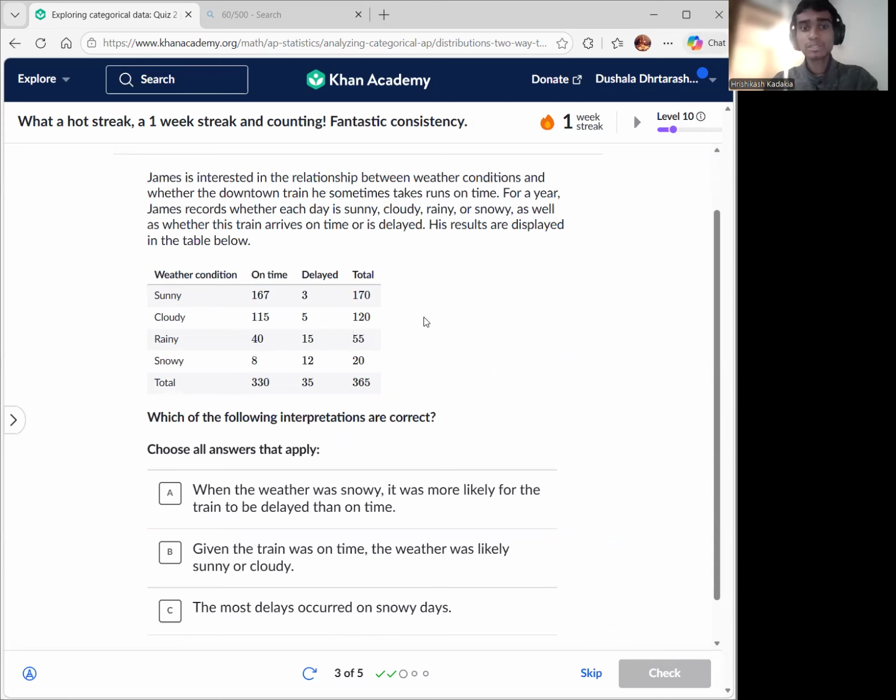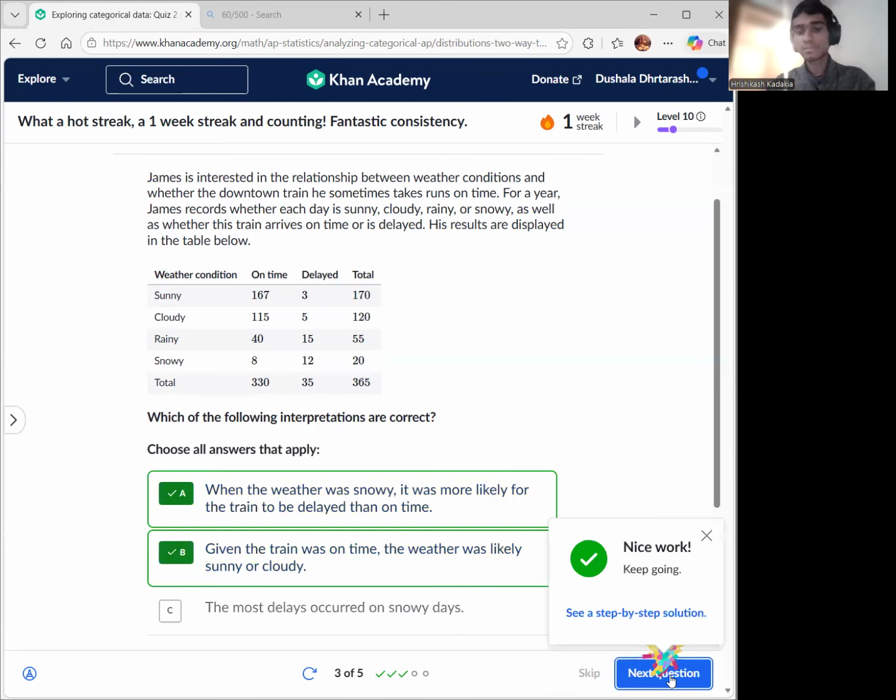When the weather was snowy, it was more likely for the train to be later than on time. Yes, when the weather was snowy, it was more likely to be late. Yes, that is actually correct. Given that the train was on time, the weather was more likely to be sunny or rainy. Yes, that is also correct. The most delays never occurred on snowy days, they occurred on rainy days because 15 is greater than 12. So yes, A and B make the most sense.